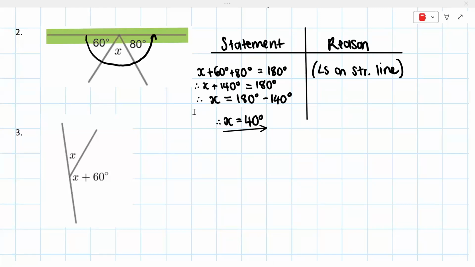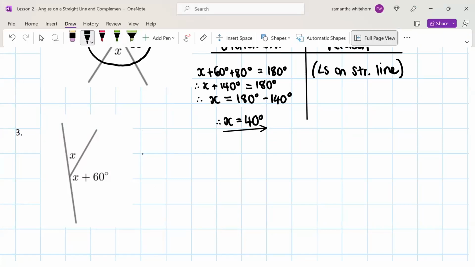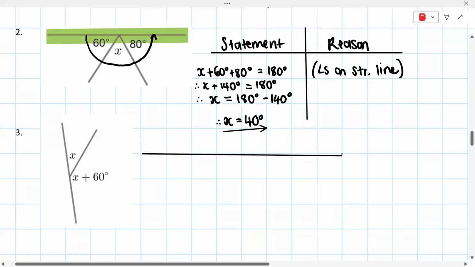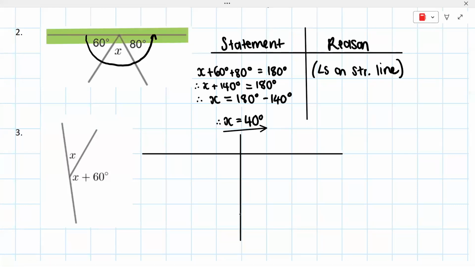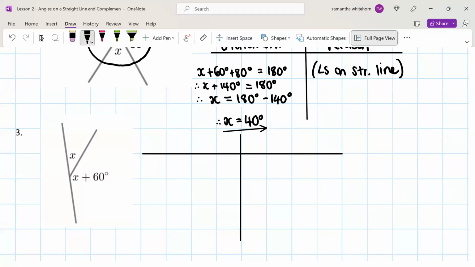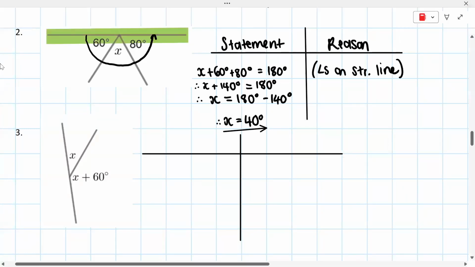So I want you guys to try question 3 for me. Again, same as before. Answer as well as reason on the chat for me. Remember, guys, set up your work if you want to. Split your page in half. You've got a statement. You've got a reason. I want both. And then, like I say, in the chat, I want the answer as well as the reason.